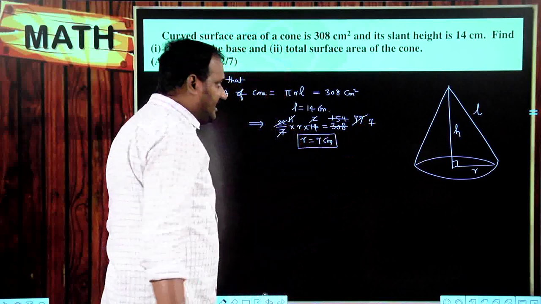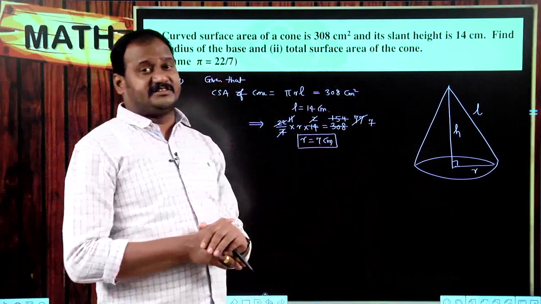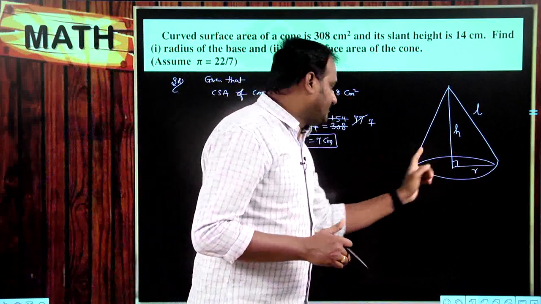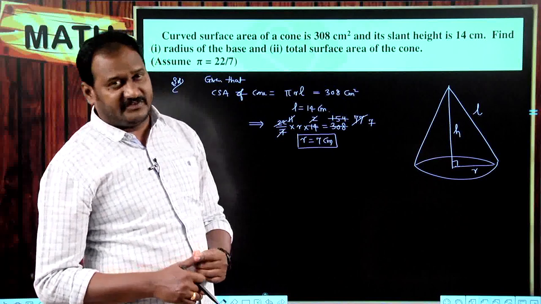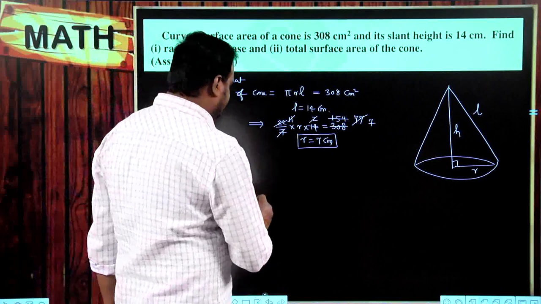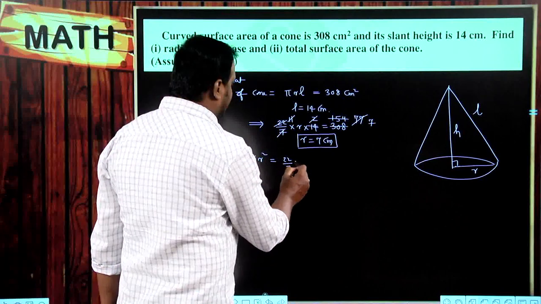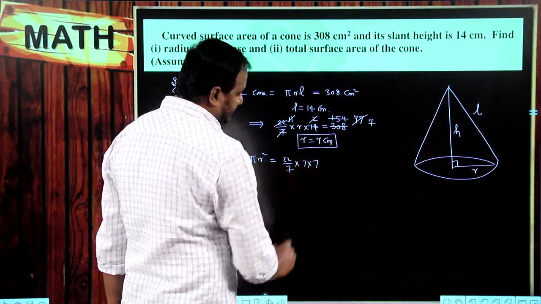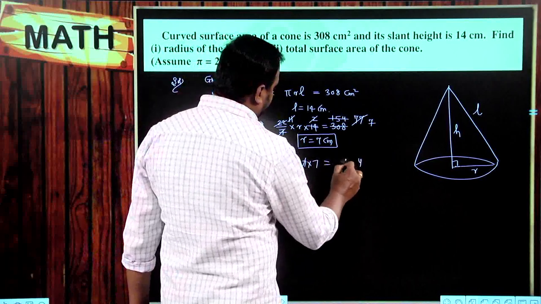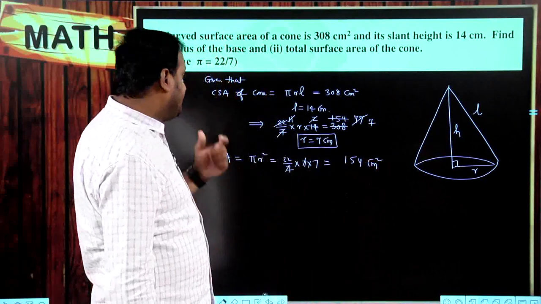After finding the value of r, that is radius, we find the total surface area of the cone. What do you mean by total surface area? Curved surface area plus base area. So, base area is equal to pi r square. With r equal to 7, we can find the base area. Base area of cone is equal to pi r square, which is 22/7 into 7 square, that is 7 into 7. 7 1s cancel, 7 2s are 14, 14 11s are 154. So, 154 centimeter square is the base area.